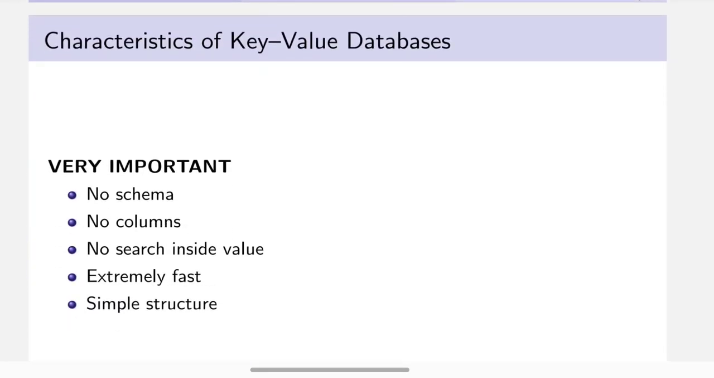I will be discussing some characteristics of key value databases. These are very important points. There is no schema. That is what you need to remember. No fixed columns as in SQL. We cannot search inside the value easily. That is the drawback. But it is extremely fast and very simple to use. That is why companies use it when speed matters. When they want something in a fast manner, they will be using key value databases.